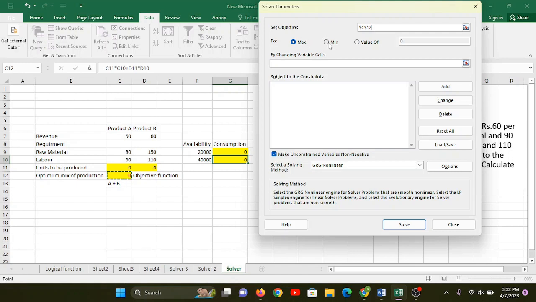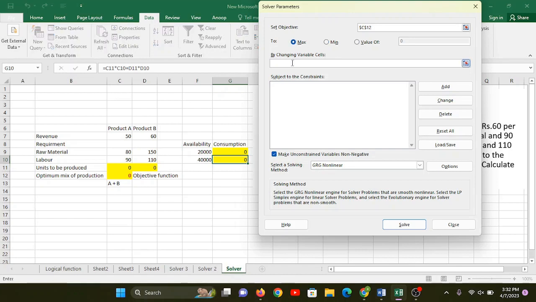I feel like no one will say it is a case of minimization, because for a business, maximizing your revenue is key. So you have to pick maximization. In case it had been a case of costing, then you would go for minimization. But right now, it is a maximization case.